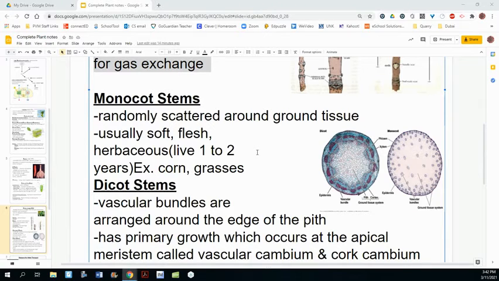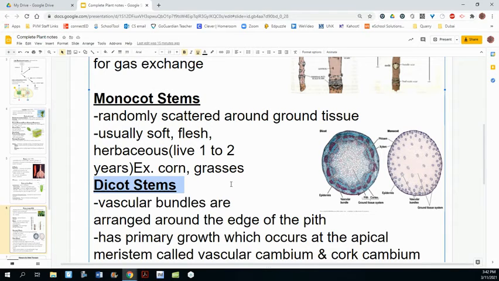So the two main types are monocots and dicots. Mono meaning one, right? Monocot stems have randomly scattered vascular tissue around the stem. The vascular tissue, remember, the vascular bundles are xylem and phloem. So this is a more primitive type of plant development, and this is going to include corn, grasses, non-woody plants.